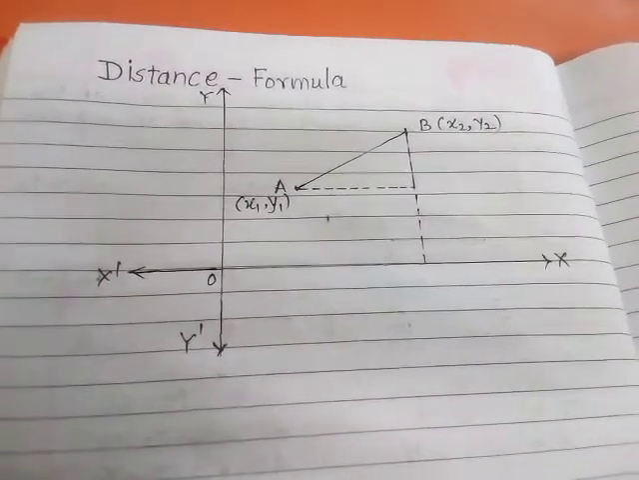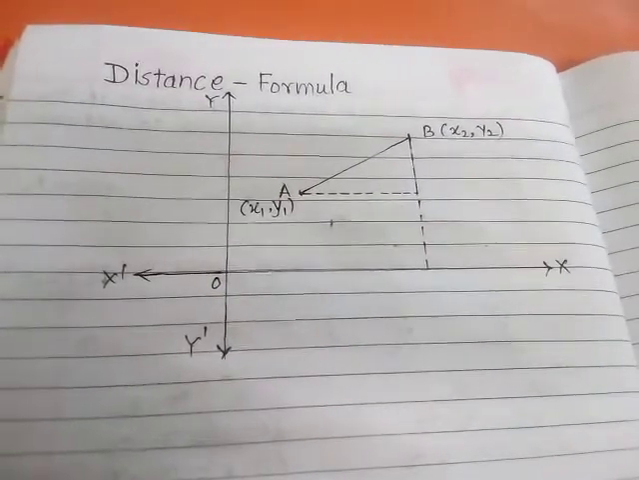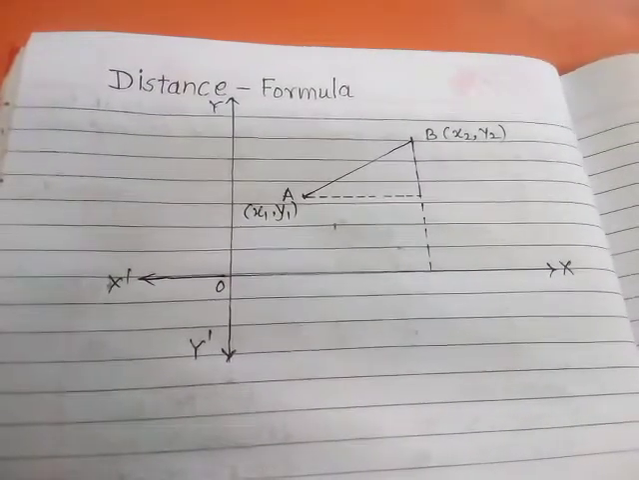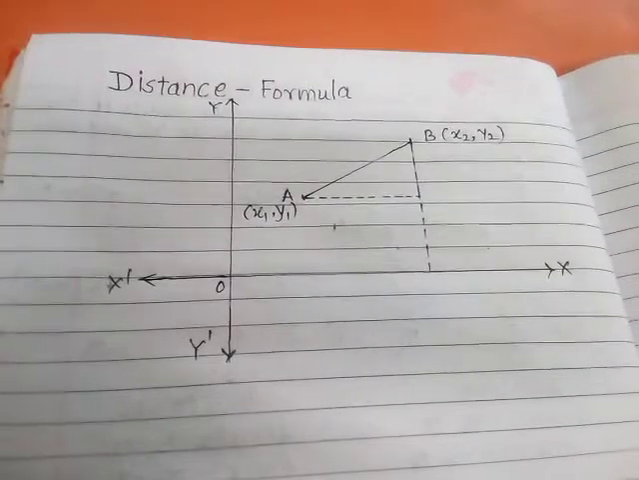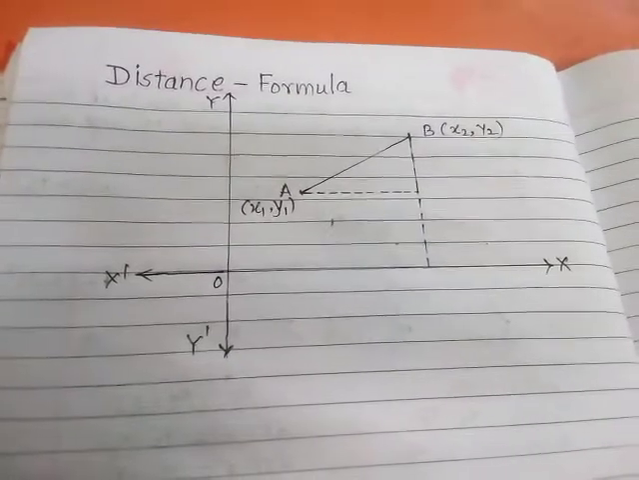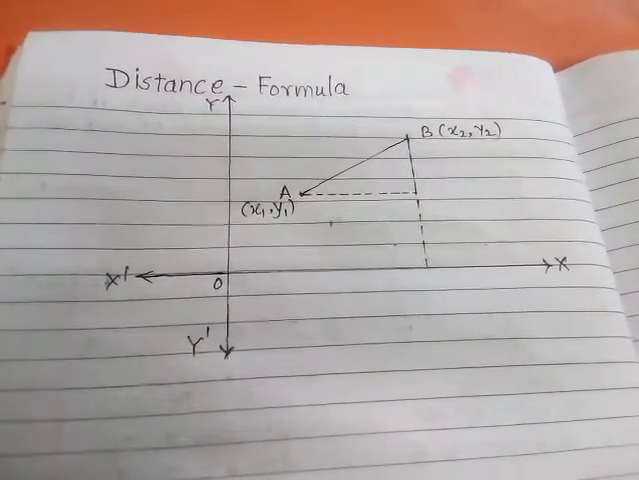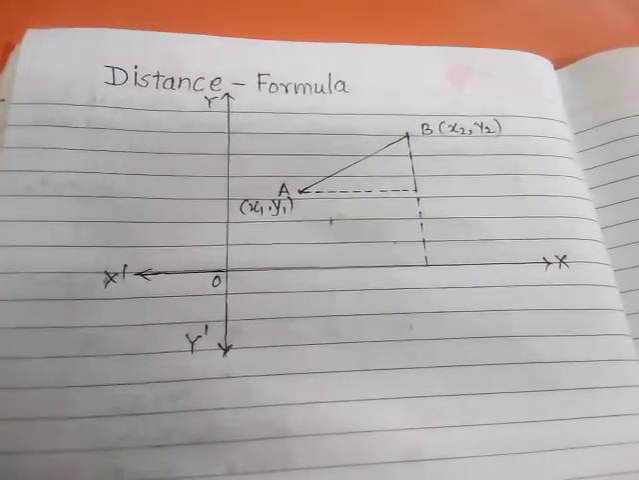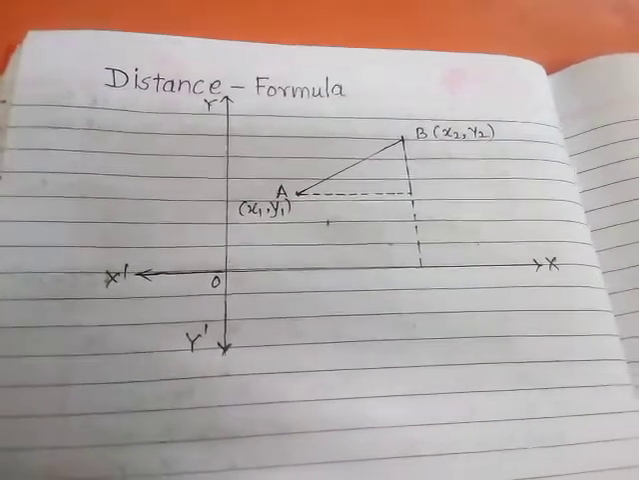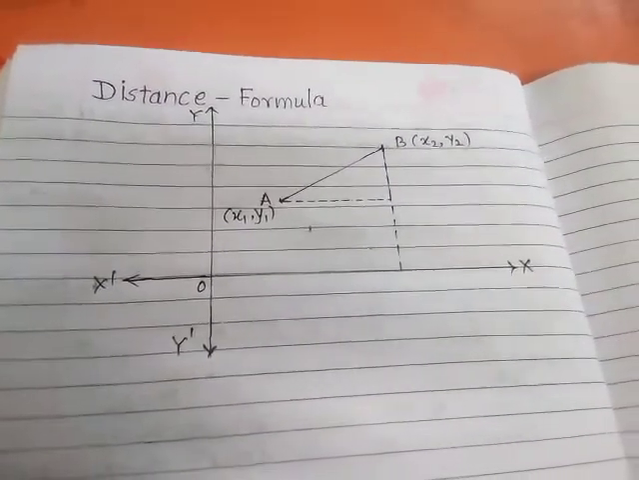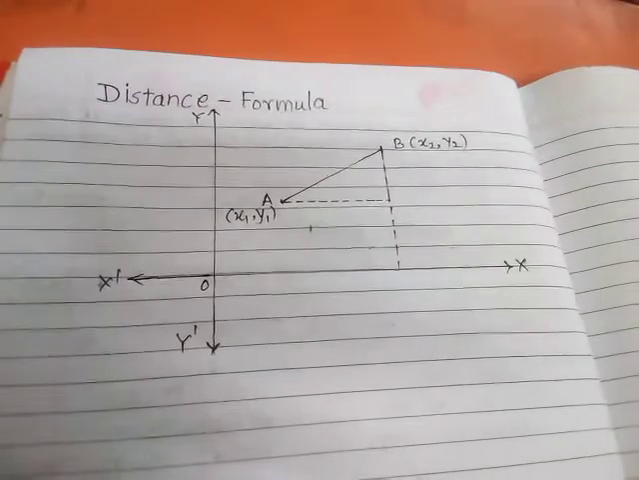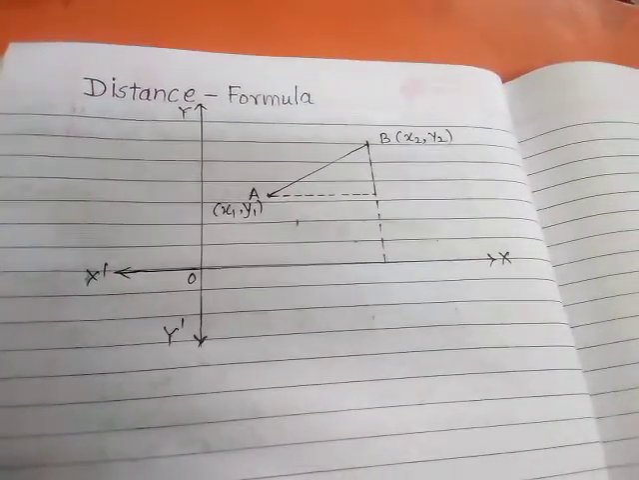The next point we study is that if a segment joining 2 points is parallel to the x-axis, then the distance between the 2 points is x2 minus x1. And if a segment joining 2 points is parallel to the y-axis, then the distance between the 2 points is y2 minus y1. Already these two formulas have been studied. Now today we are going to study the distance formula.